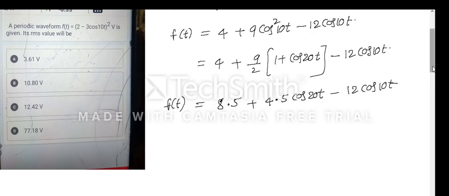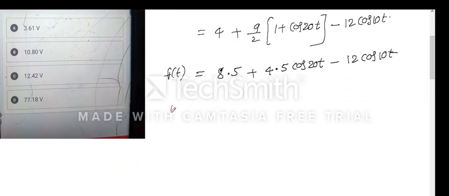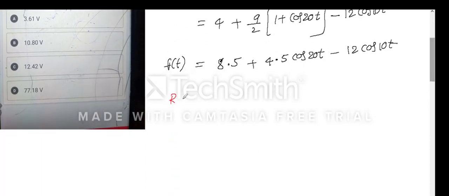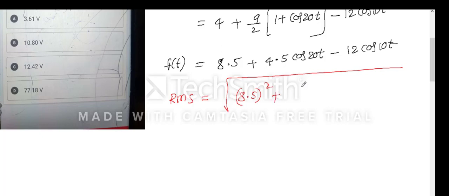I want the average value of this function. Yes, sorry, RMS value, which is given as what? Square root of 8.5 whole square plus 4.5 by root 2 whole square plus 12 by root 2 whole square. Let us simplify this and see what we will get.